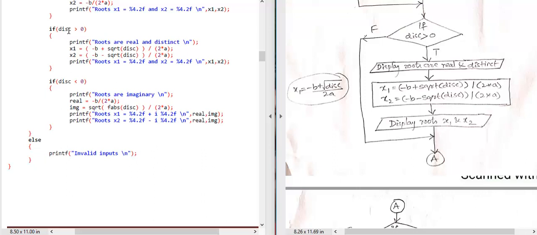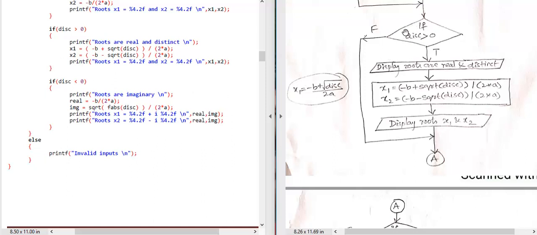Again, two possibilities, true or false. If it is true, it will come inside. So if DISC is greater than 0, it will come inside. Display roots are real and distinct. Then it calculates x1 and x2. So x1, the same formula as here, is minus b plus square root of DISC divided by 2a. x2 is equal to minus b minus square root of DISC divided by 2a. x1 and x2 are calculated. Display roots x1 and x2, and continue with the next statement.